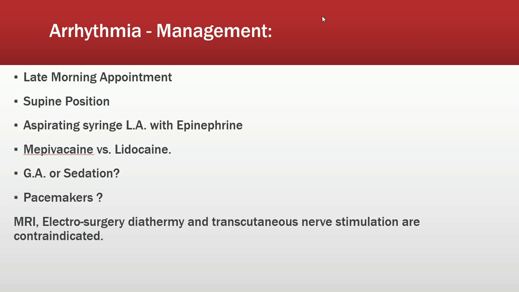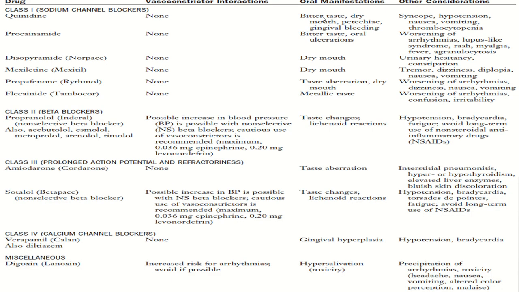GA or sedation, they're both okay, but depending. If the patient is tachycardic, the heart rate in the operation should be high. If the patient is bradycardic, the heart rate should be low. Now, pacemakers, MRI, electrosurgery, transcutaneous nerve stimulation, these are all contraindicated. Some patients can have pacemakers placed. We'll talk about them in a moment. These are the medications that can be given in these cases.